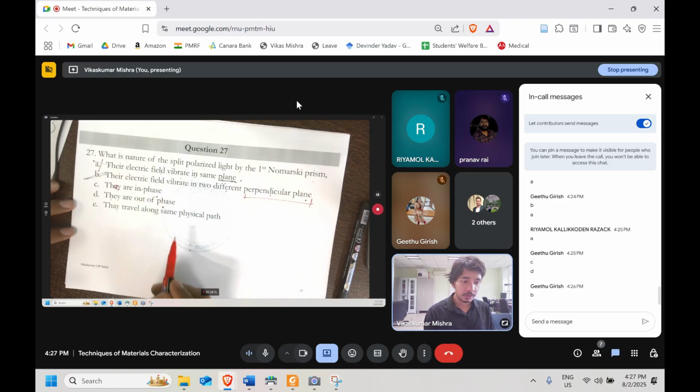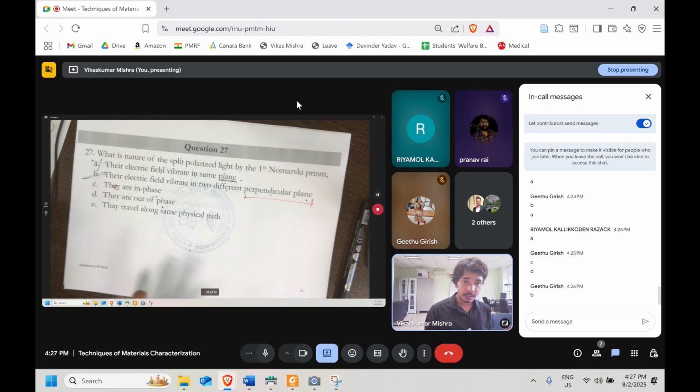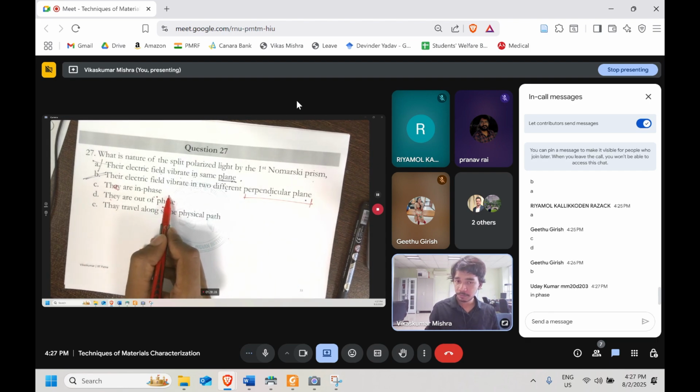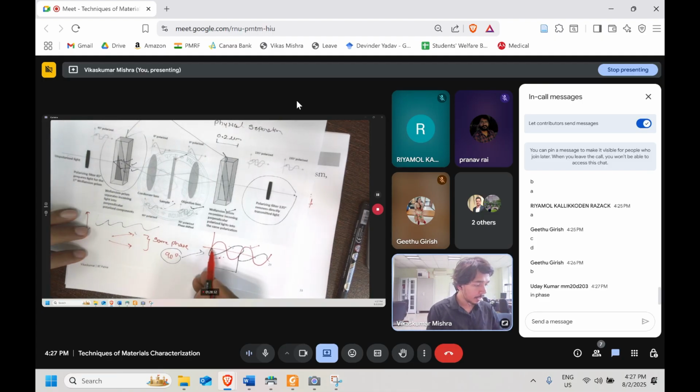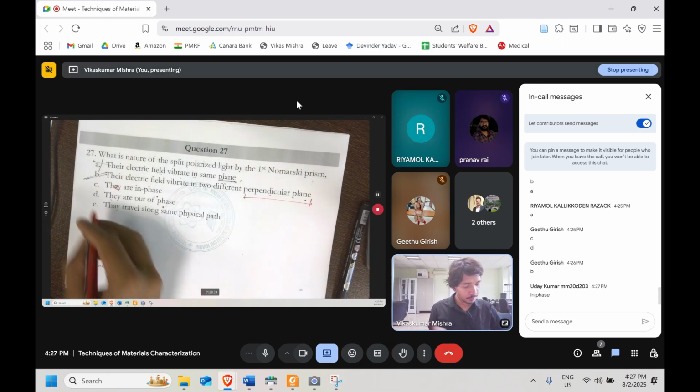They are in phase or they are out of phase? What do you think? Is there any phase difference created by the Nomarski prism? If there is a phase difference, then they will be out of phase. If not, then they will be in phase. They are in phase. Very good. We have seen here that there is no phase difference between them. They are in sync. They are in the same phase. That's right.